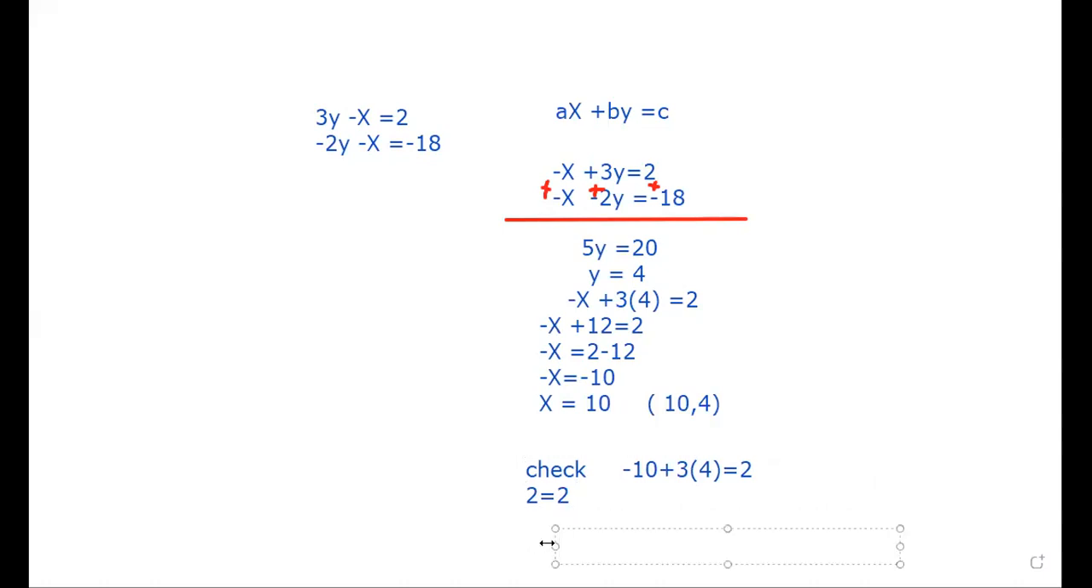The second equation will be negative 10 minus 2 times 4. This will be how many? Negative 18. So on the left side, if you simplify, it will be negative 18. And on the right side, it will be negative 18. Then this was a correct answer. The answer equal 10 and 4.